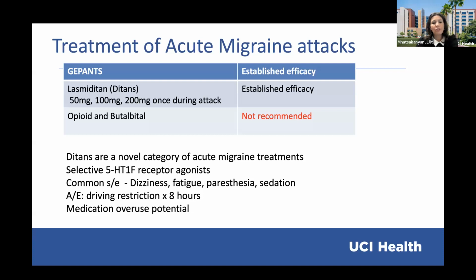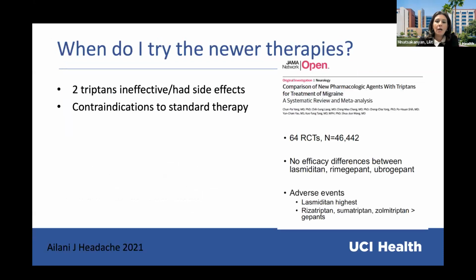It is also important to mention, I went through different categories of available evidence for the acute migraine therapies, but it is important to make the point that opioid medications of any type are not recommended for migraine treatment because they have not been shown to have any established efficacy.